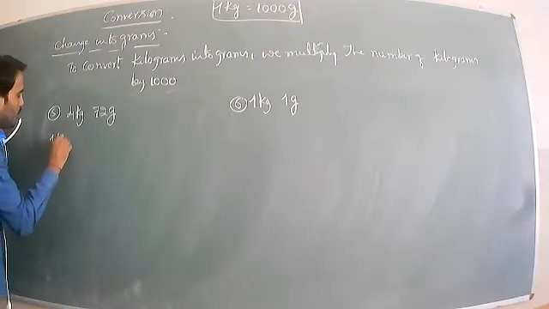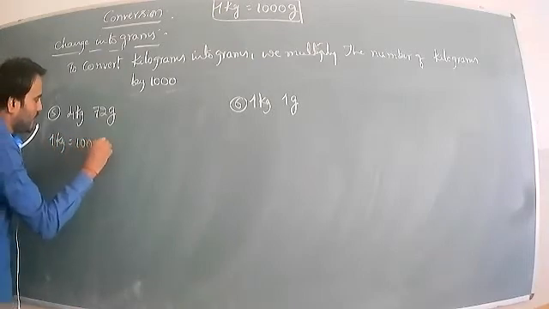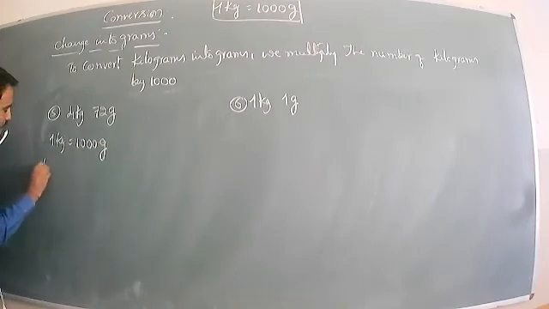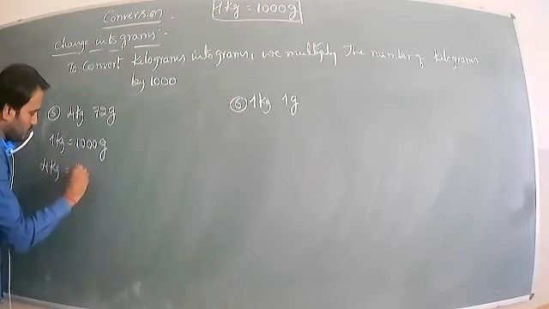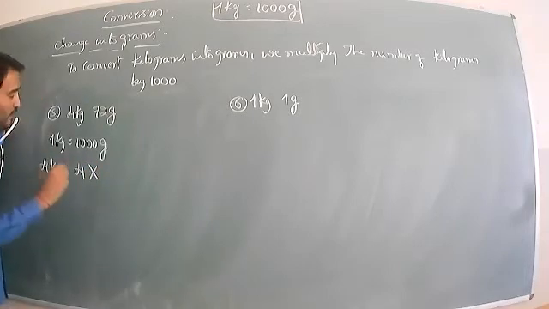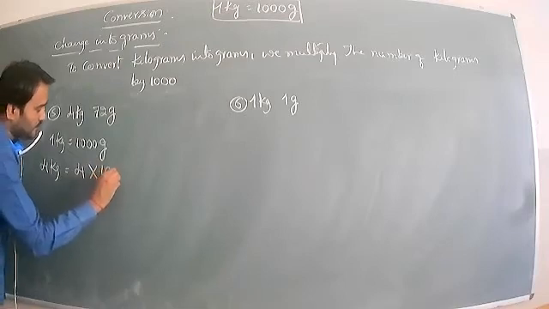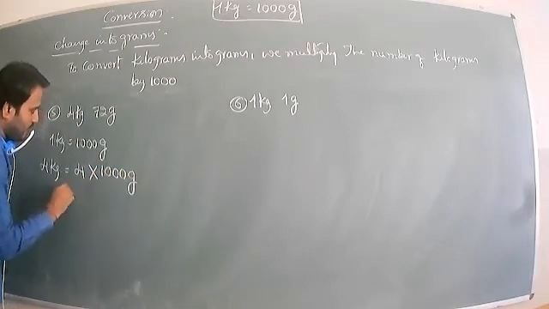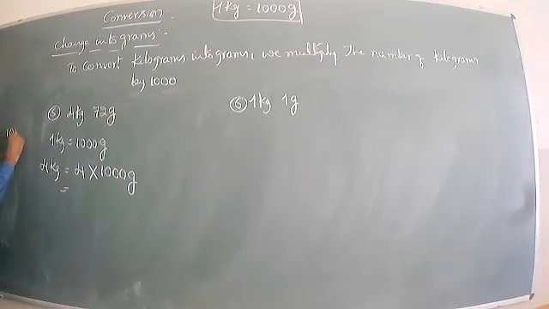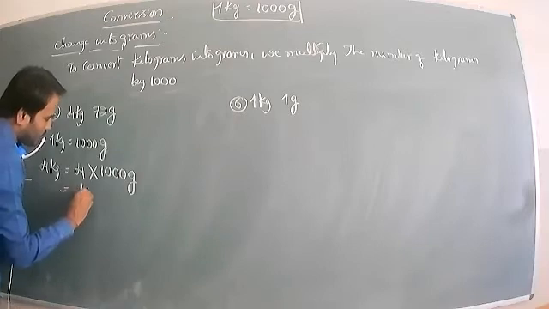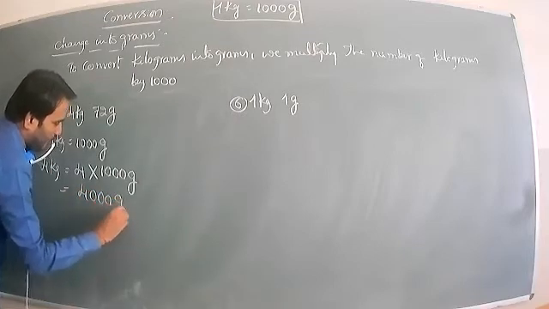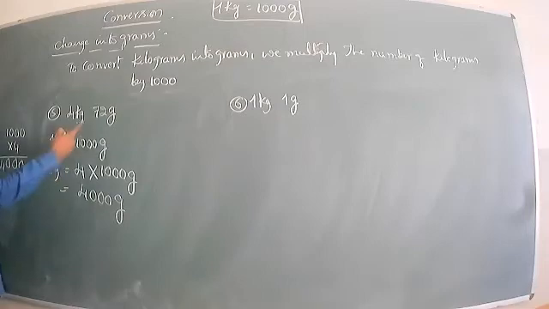So we know that 1 kg equals 1000 gram. We should convert 4 kg. 4 kg equals number of kgs, how many? 4. Multiply each kg, how many grams? 1000 grams. Multiply 4 into 1000, 1000 into 4. 4, 0, 0, 0. What is the answer? 4000 grams.